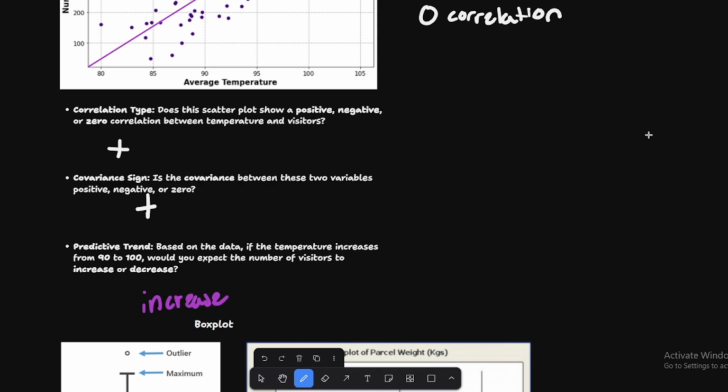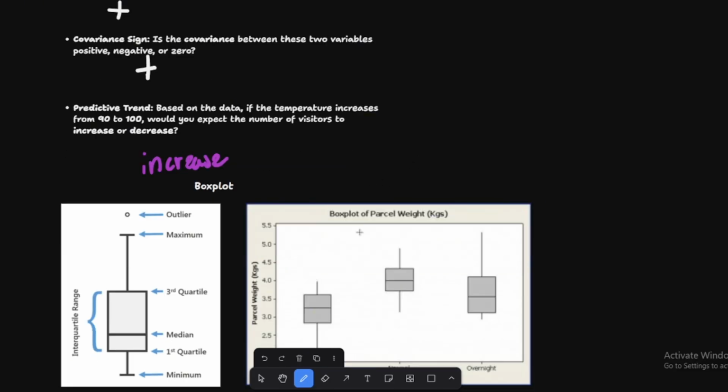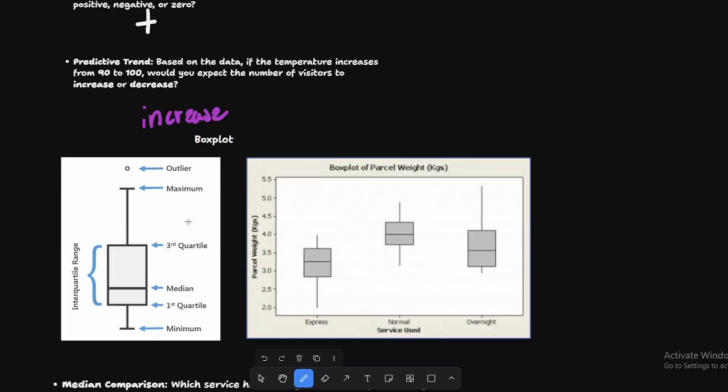Now let's analyze box plots. Before we start analyzing this one, we'll look into what are the components of a box plot. So what you need to know is that 50% of the data is represented in this interquartile range. So that would be the entire 50% is represented from here to here.